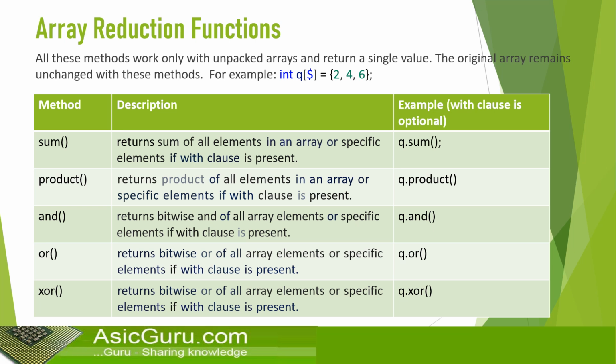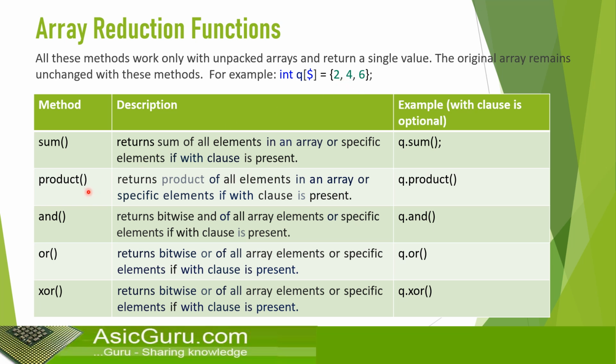So next we have array reduction functions in SystemVerilog. These functions operate only on unpacked arrays and they always return a single value. Let's consider this simple example of queues. First we have the sum method. It would return the sum of all the elements in an array. For example, q.sum would return the sum of all the elements, that is 12.